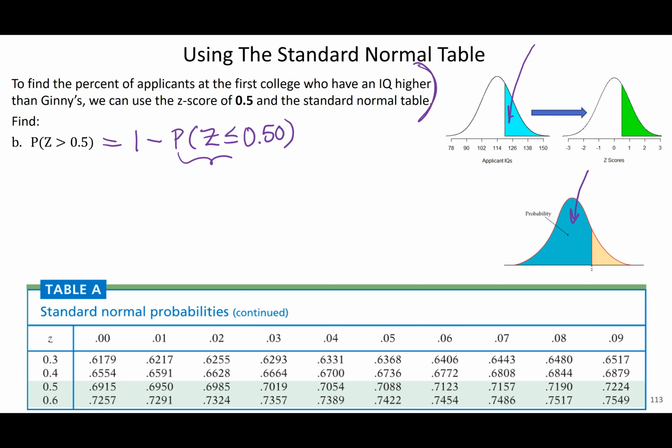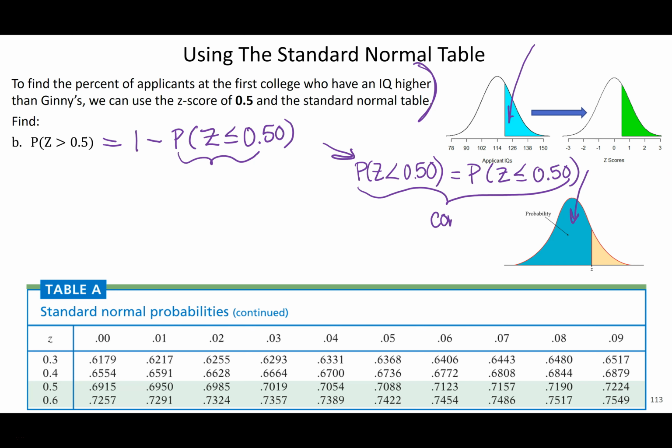We calculated this already, because remember in continuous, we can say the probability that z is less than 0.5 is equal to the probability z is less than or equal to 0.5. This is true in continuous random variables. Not true in discrete, so be careful.